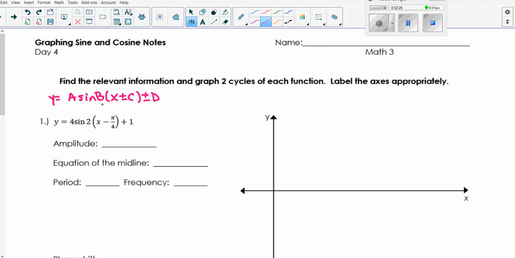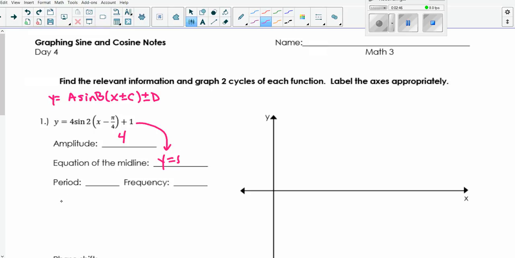A is your amplitude. The B value is what helps us find our period, so it's 2. The plus or minus C is what moves us left or right, and then that plus or minus D is what moves us up or down. Okay, so in this case, our amplitude is 4. The equation of our midline is y equals 1. It's always this value right here.